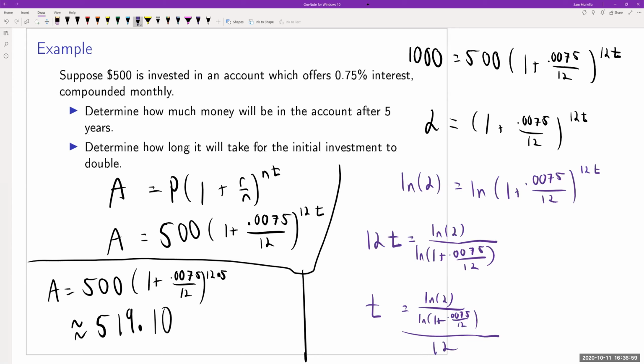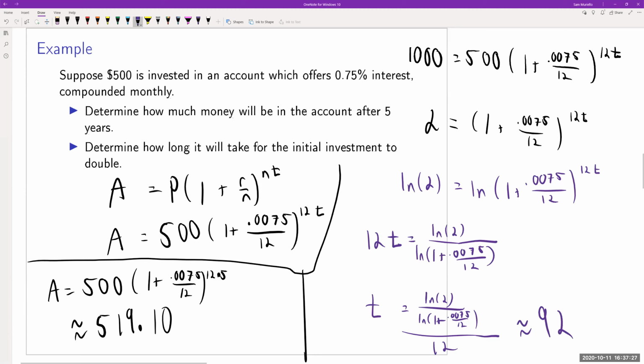Again, we can plug this much into a calculator. And so let's see. ln of 2 divided by ln of 1 plus 0.0075 over 12, divided by 12. And I am getting 92 years.